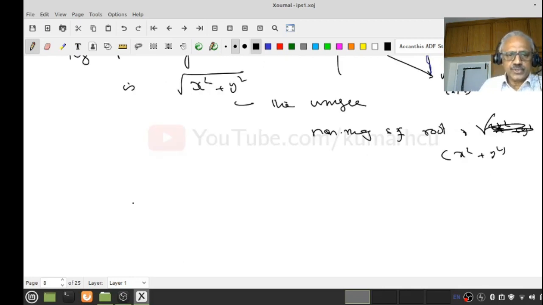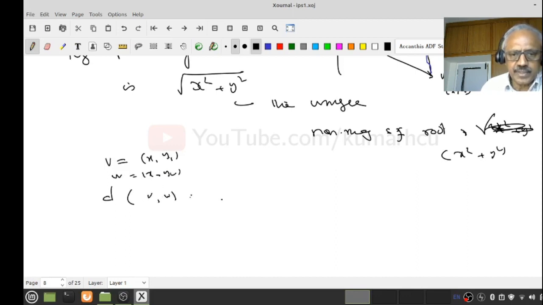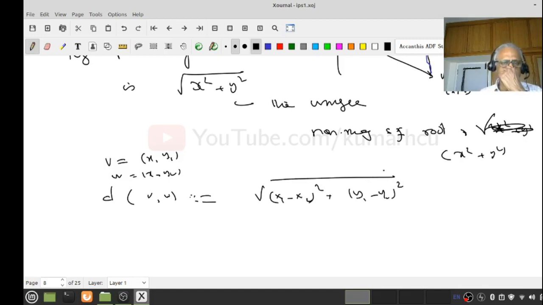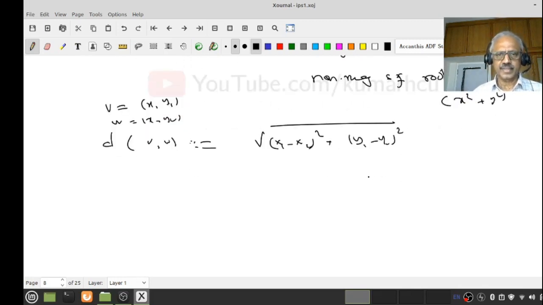Using this, we also define the notion of distance. The distance between two vectors v equal to (x1, y1) and w equal to (x2, y2) is defined to be the square root of (x1 minus x2) whole squared plus (y1 minus y2) whole squared. This is again defined by Pythagoras theorem, as you have learned in coordinate geometry. I don't want to stop there, because otherwise we will be stuck in 11th standard, junior college. Now we want to go to higher studies.